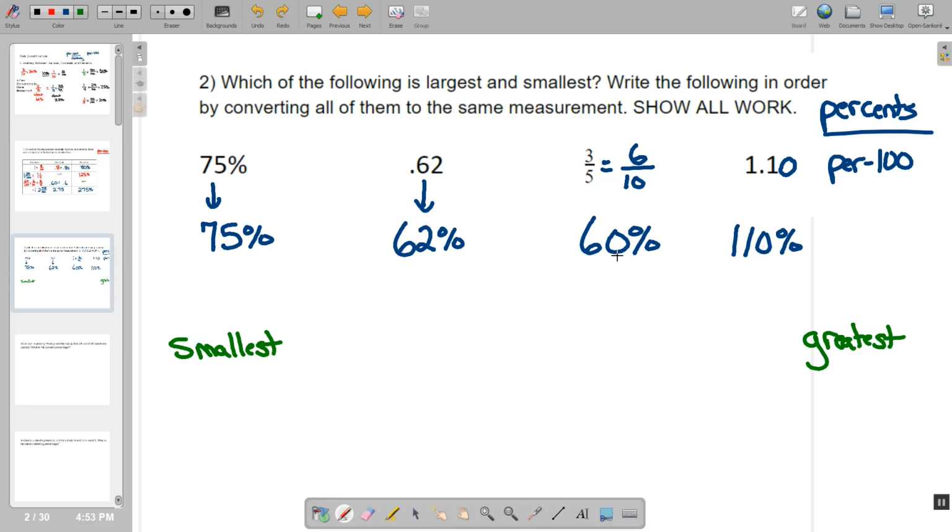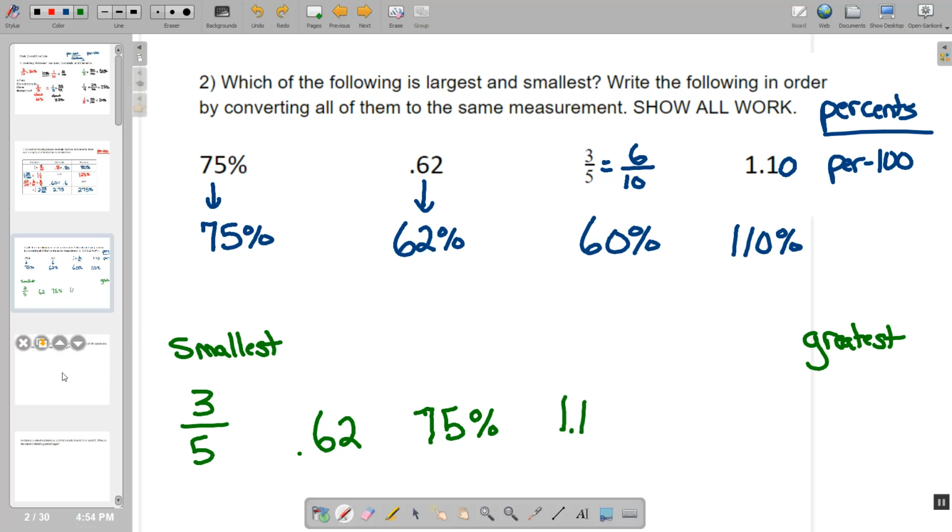If we're writing this in order from smallest to greatest, our smallest number is 60%, which is 3/5. Next smallest is 62 hundredths. Then 75%. And then finally, 1 and 1/10 is the greatest.